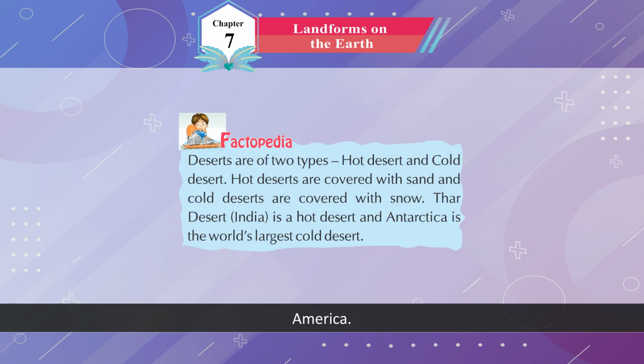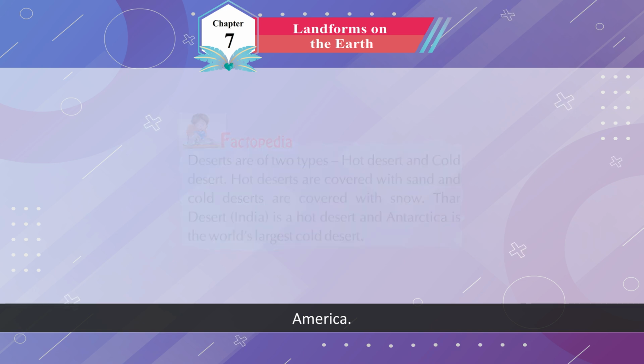Factopedia. Deserts are of two types, hot desert and cold desert. Hot deserts are covered with sand and cold deserts are covered with snow. Thar Desert, India, is a hot desert and Antarctica is the world's largest cold desert.